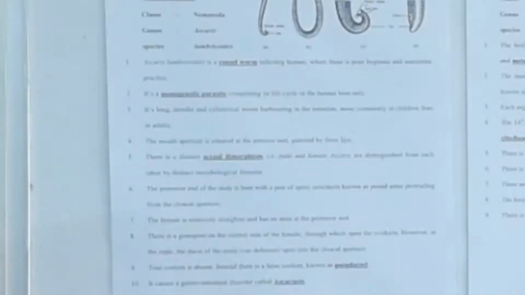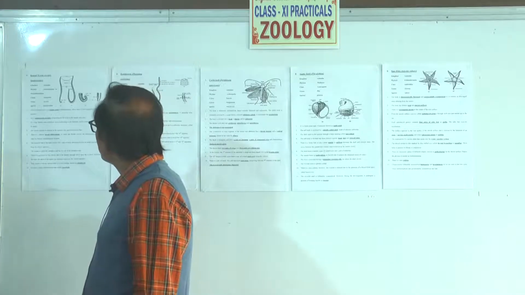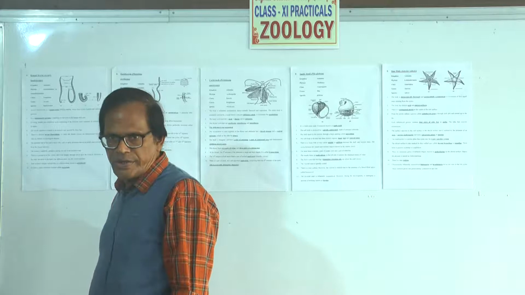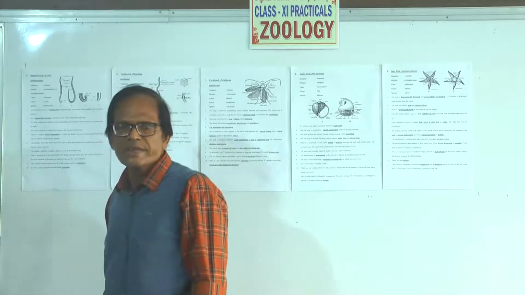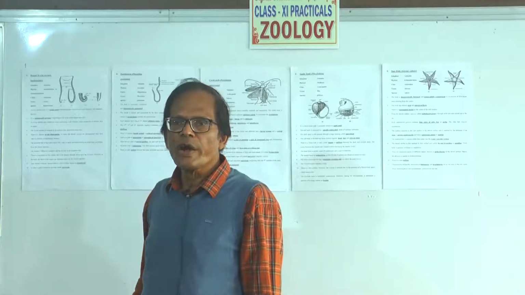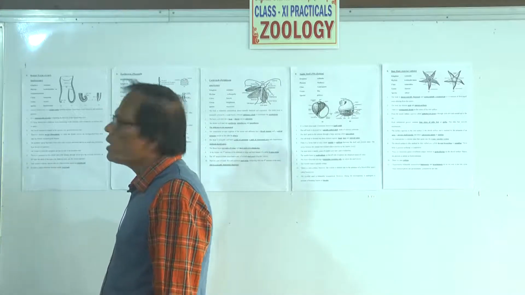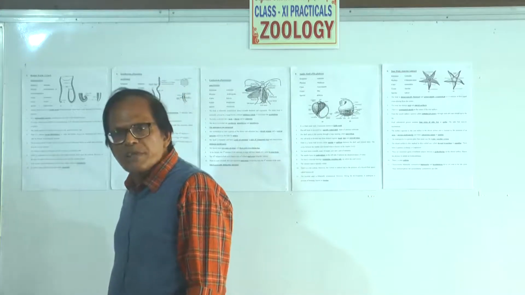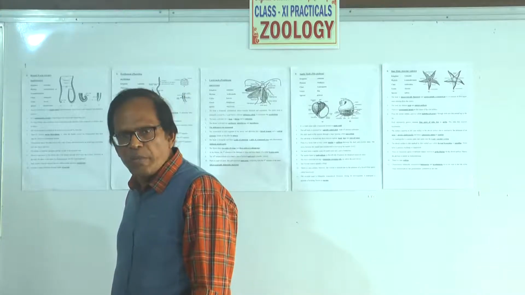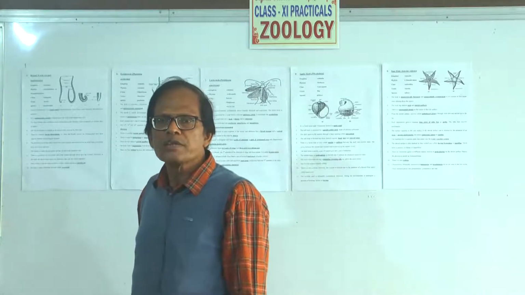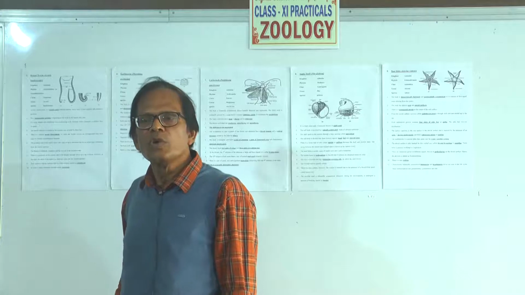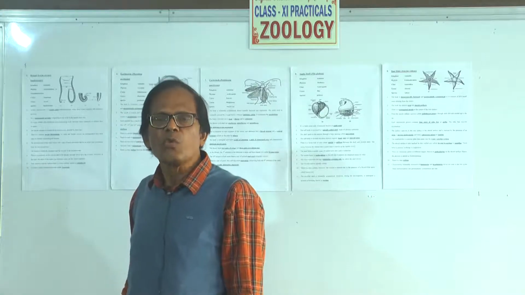The class is Nematoda and genus is Ascaris. The species is Ascaris lumbricoides. The previous phylum, if you remember, was Platyhelminthes, which includes flatworms.